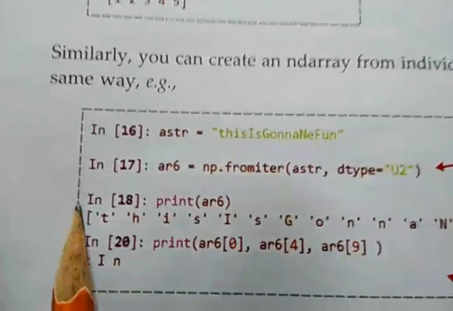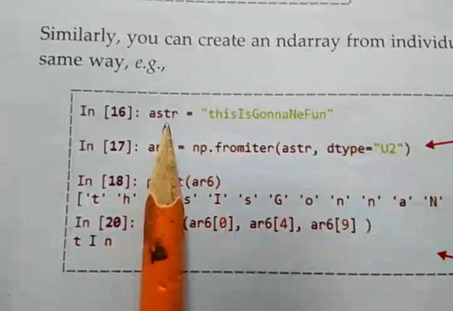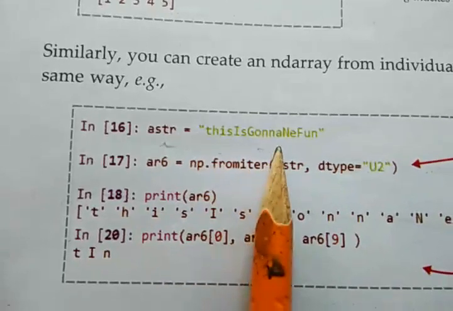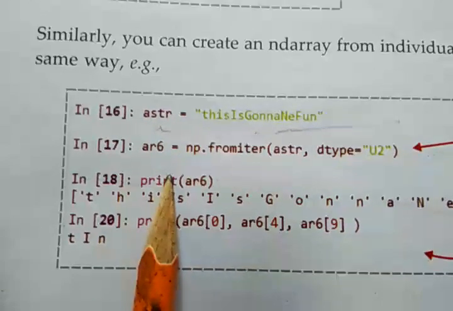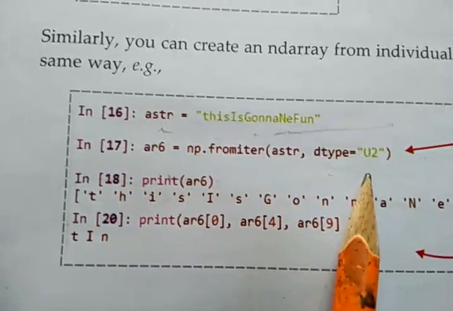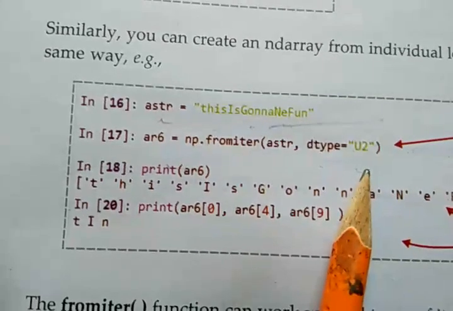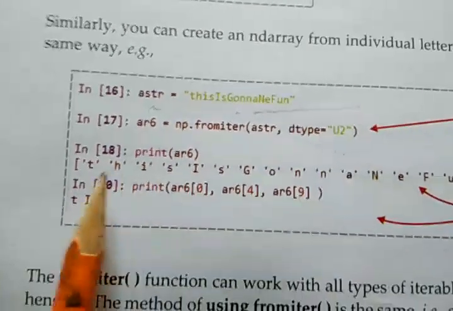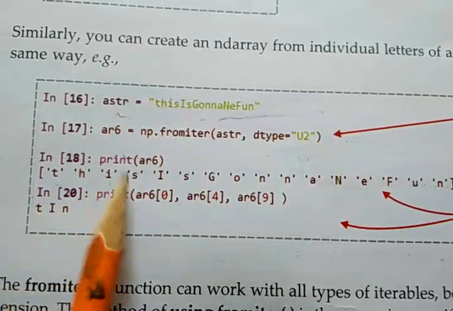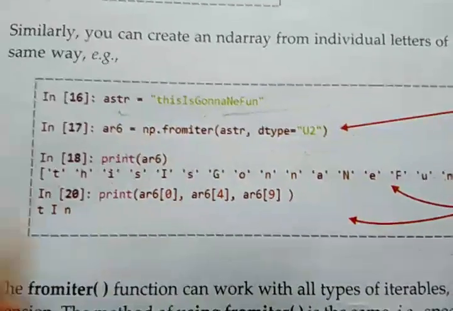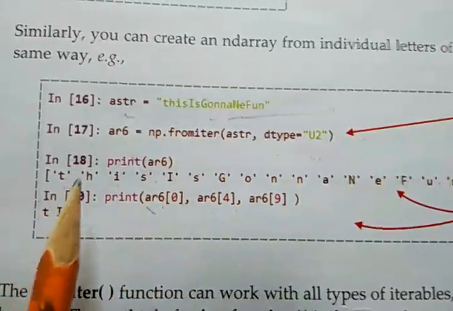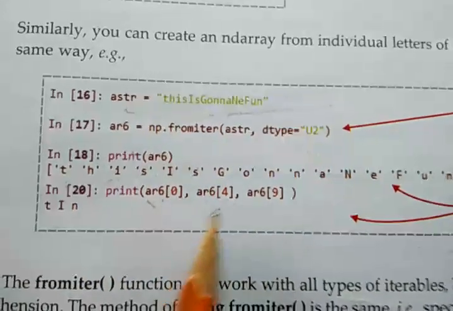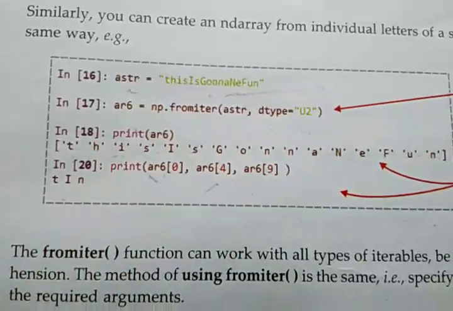Now here we are creating a character array with the help of the fromiter function. In this the string is 'this is gonna be fun'. We are creating array6, and the data type is U2. So this will take 2 bytes for each character. When we are printing, each element is extracted in the form of characters. When we print array6 of 0, it is t, and array6 of 4 is capital I, then array6 of 9 is similar, then n will become.